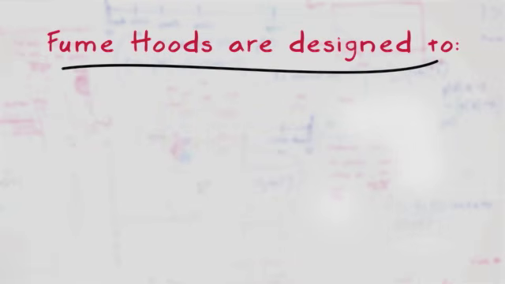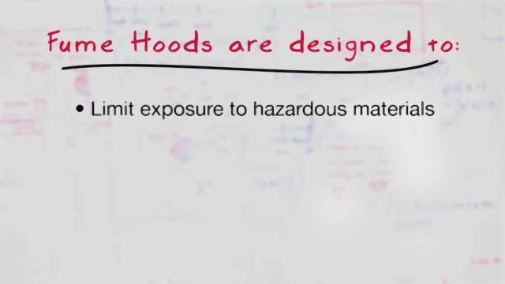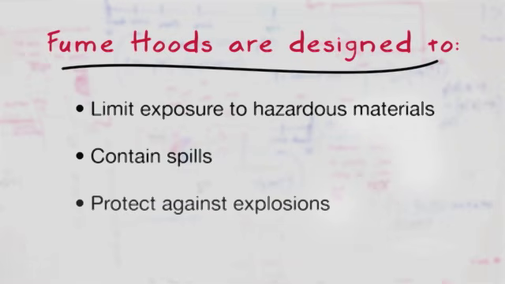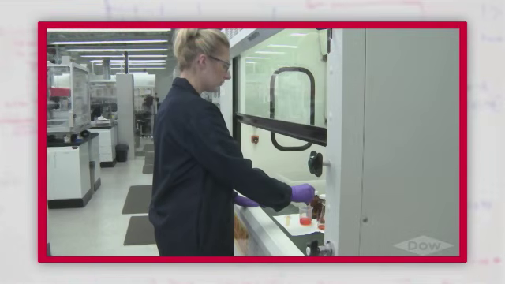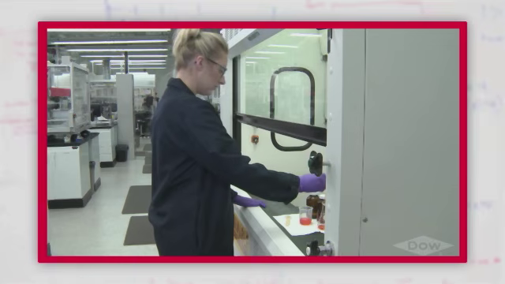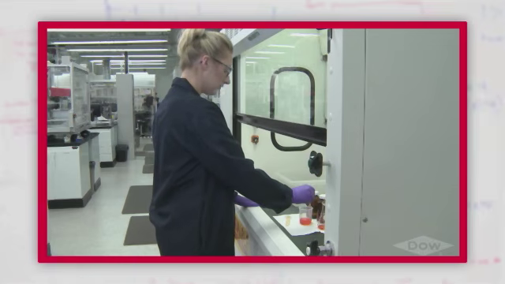We use fume hoods in the lab to limit exposure to hazardous fumes, vapors, and dusts. In addition, they are designed to mitigate incidents by controlling spills and protecting against explosions. Fume hoods feature 5 enclosed sides with a sliding sash to capture, contain, and exhaust contaminants.